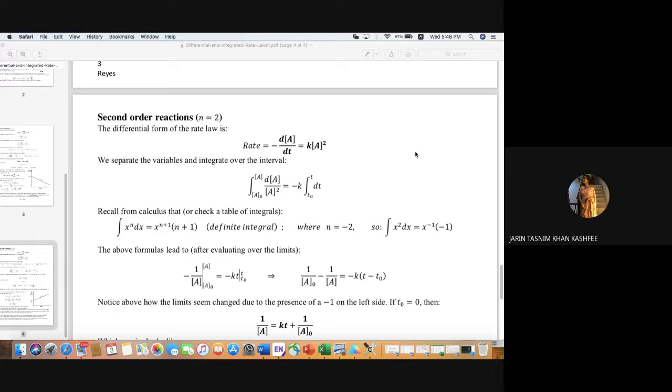We will integrate. We have this integral of x to the power n dx. We have this formula, so we'll put it in, integrate, and thus we get.